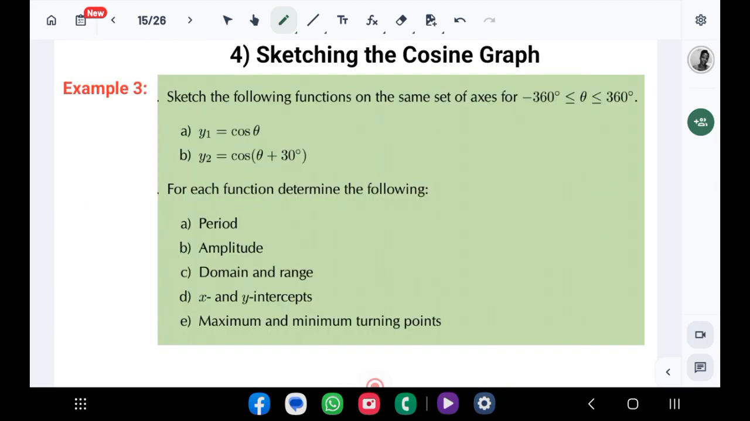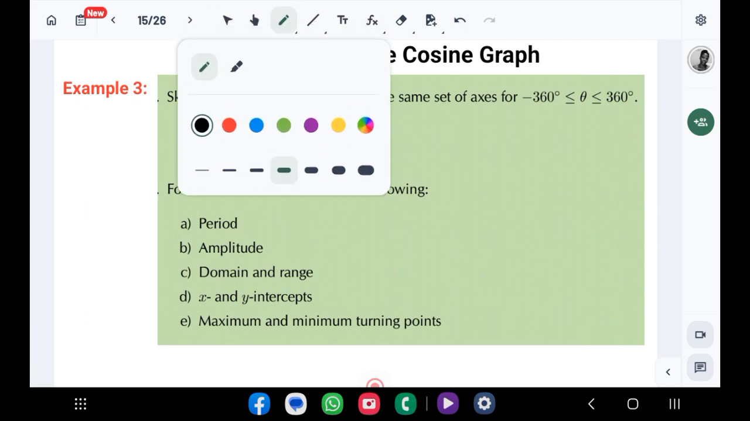Now let's look at the next example, which is example 3. Now we're looking at sketching the cosine graph. In general, sketch the following functions on the same set of axes. For your domain, theta is between negative 360 and 360 degrees. The first one is your normal cos theta. And the second one is cos of theta plus 30 degrees, which is a shifted graph.